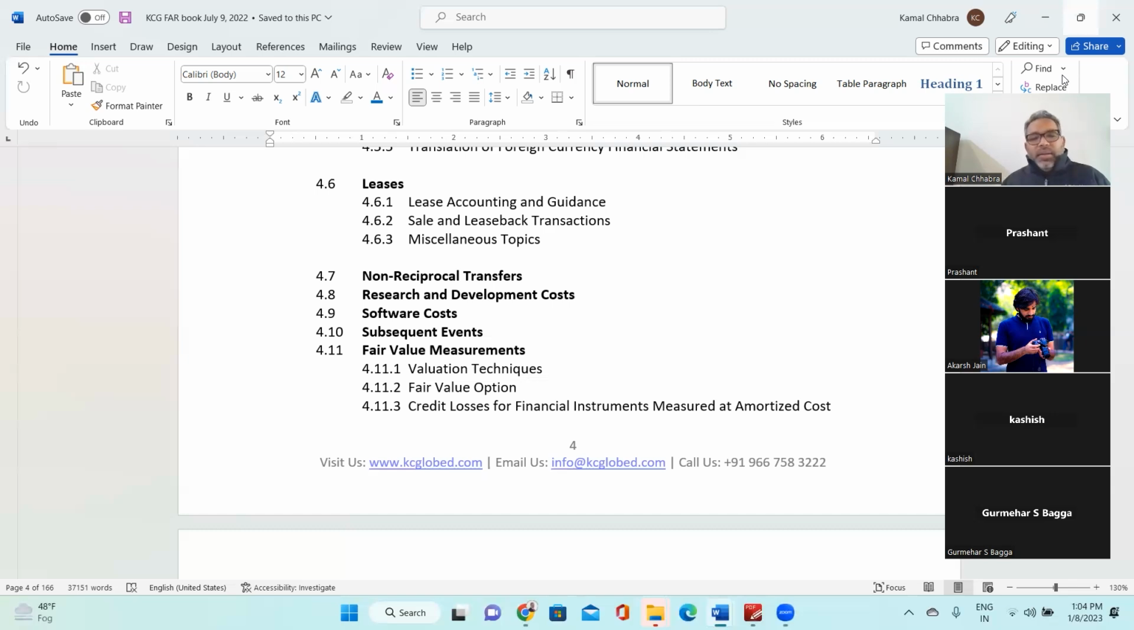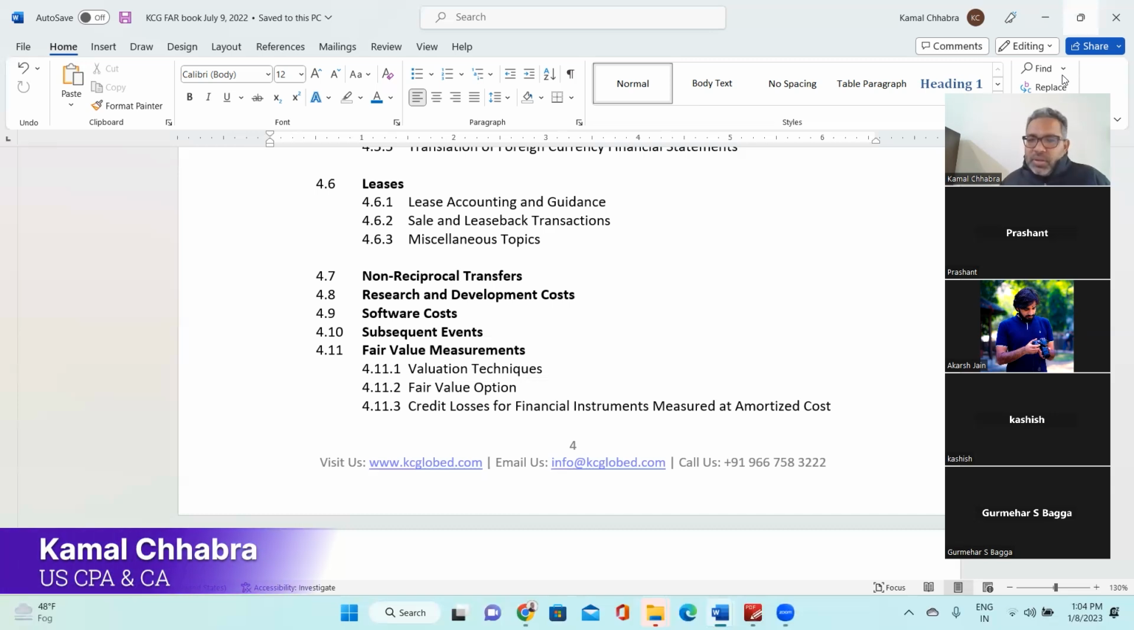And then another topic is non-reciprocal transfer, which is like the barter system. That also we will be understanding. Then research and development cost, how to deal with research and development cost, when it can be capitalized and when it should be expensed, right? Then software cost, if you're developing the software, when you can capitalize that cost or when you need to expense that cost, right?